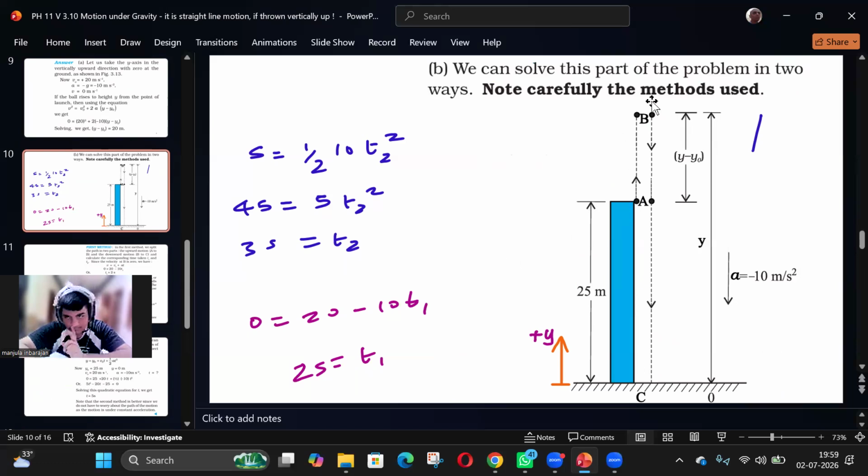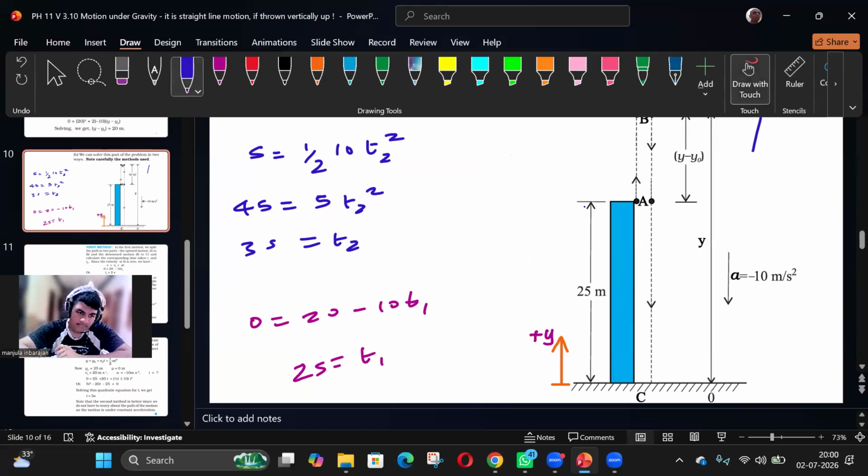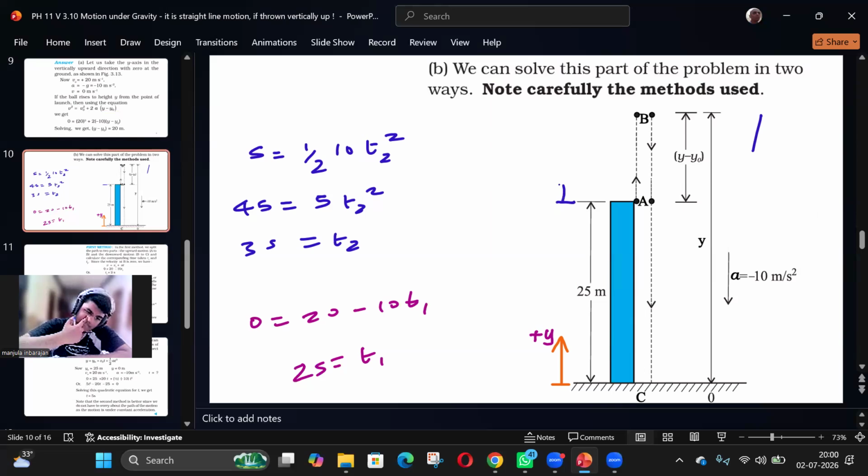One more way to do it is I can find the total time. For that, I have to choose my origin of the axis. I'll choose this as origin. I can also say the bottom point as origin. Okay, I'll choose this as origin for my y-axis. So with this, the final displacement is minus 25. Upper direction is positive, so it's equal to ut. U is plus 20, and t is the total time, minus half 10 t square. I'm writing this equation between this initial point A and this point C.